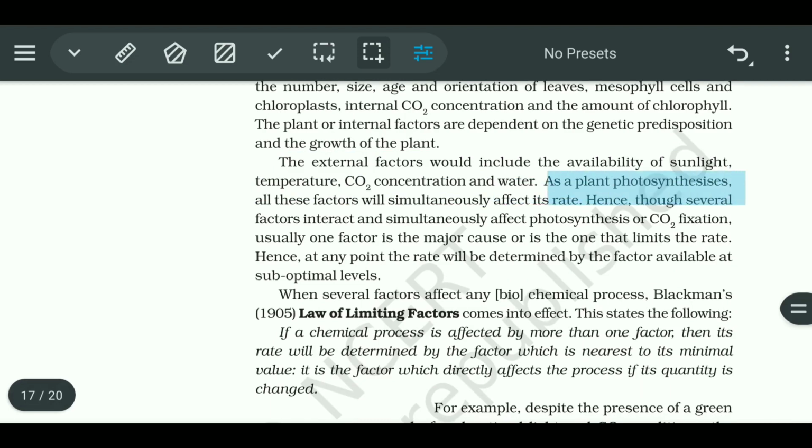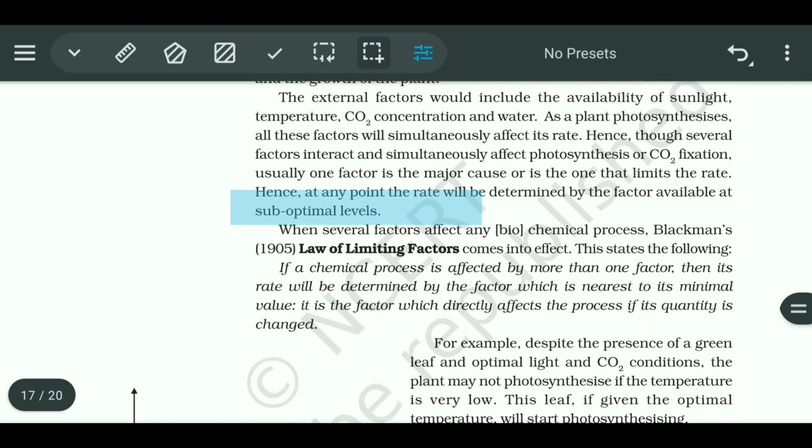As a plant photosynthesizes, all these factors will simultaneously affect its rate. Hence, though several factors interact and simultaneously affect photosynthesis or CO2 fixation rate, usually one factor is the major cause or the one that limits the rate. Hence, at any point, the rate will be determined by the factor available at a suboptimal level.